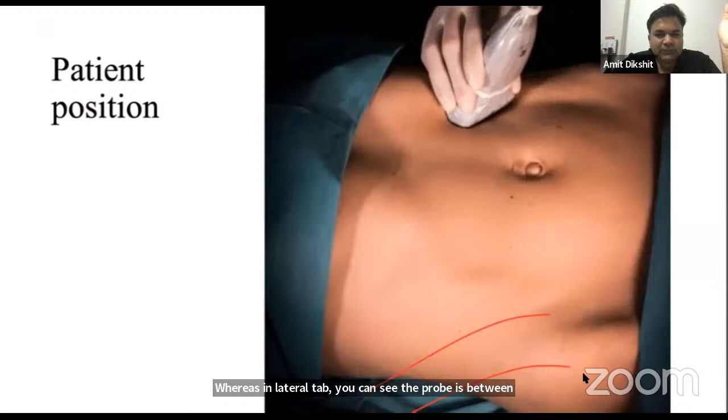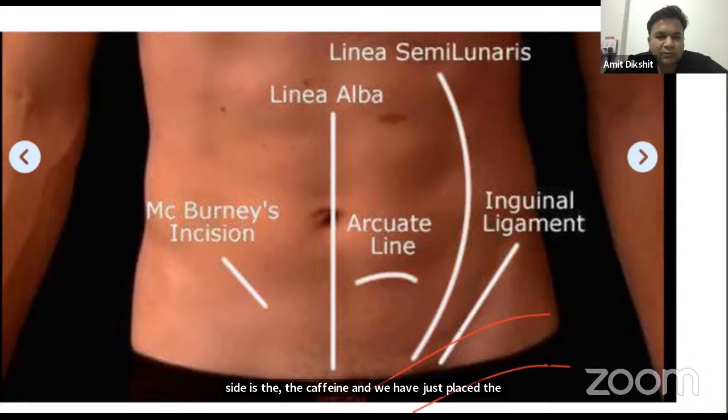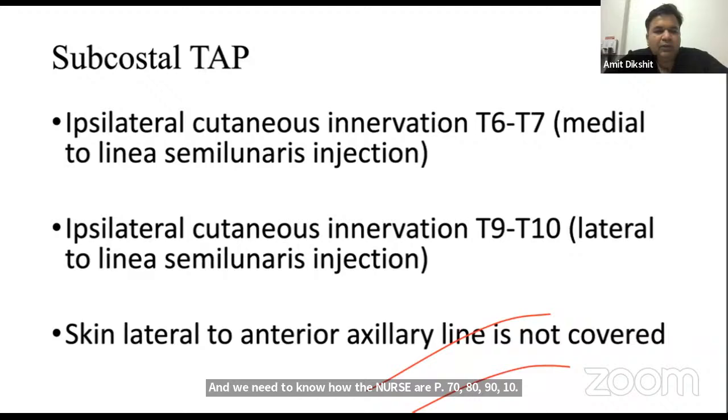So this is the patient position. The left side is the cephalad end, and we have just placed the probe. We need to know the linea alba and the linea semilunaris. Linea semilunaris is the lateral extension of the rectus abdominis. And we need to know how the nerves T7, T8, T9, T10 are coming and jetting from above. So the clinical pearl here is, in doing a subcostal TAP block, the ipsilateral cutaneous innervation of T6 to T7 is medial to the linea semilunaris, and T9 to T10 is lateral to the linea semilunaris.